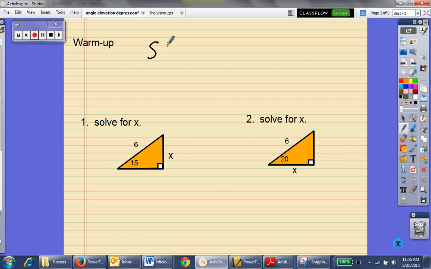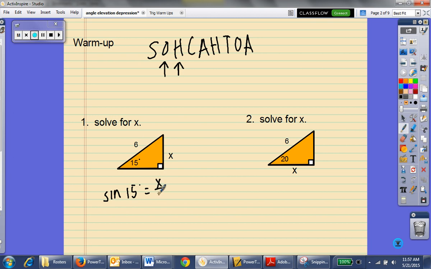So first we need to write down SOHCAHTOA so we remember the different trig ratios. When I look at 15 degrees here, I see that opposite is given, which is x, and the hypotenuse. In SOHCAHTOA, if I have opposite and hypotenuse, I'm going to use sine. So I can write sine of 15 degrees equals opposite x over the hypotenuse, which is 6. Put a 1 on the bottom, and we can cross multiply to solve for x.